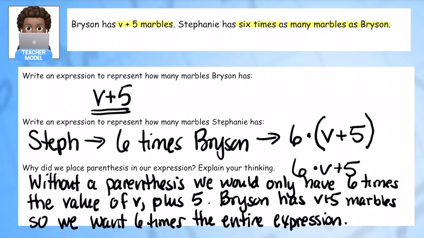And I try to just be very clear when I'm writing out my thinking and my thoughts here, because I want 6 times the entire expression V plus 5, not just the V. That's our goal, not just V. I'm going to even add that in. Not running out of space, just V. Okay? So that really matters, and I tried to make it really clear that if we only had, without a parentheses, we'd only multiply 6 times V instead of the entire V plus 5. So hit pause so you can jot this down.